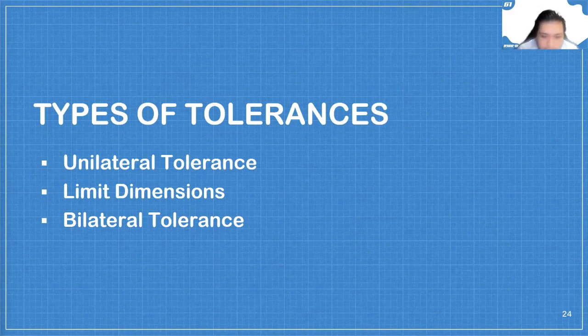And the last one is bilateral tolerance. When the two limit dimensions are above and below the nominal size, on either side of the normal size, the tolerance is said to be bilateral. Next.